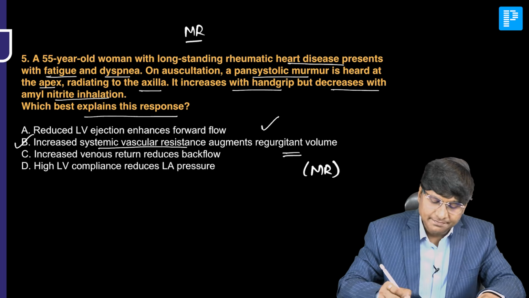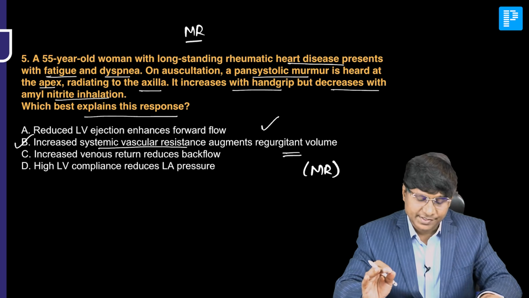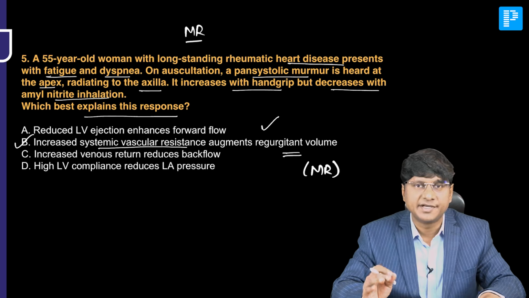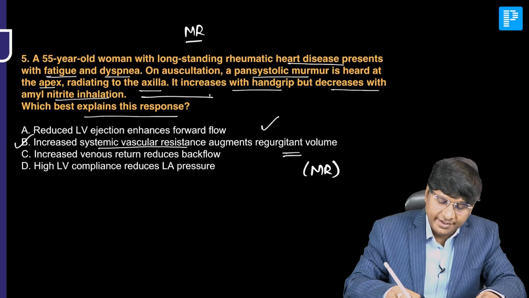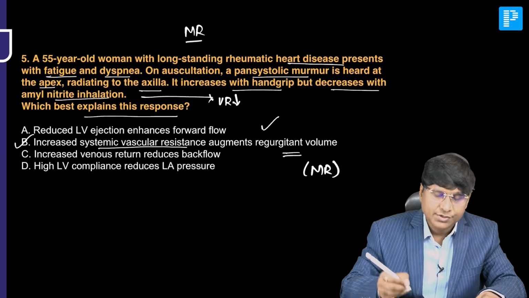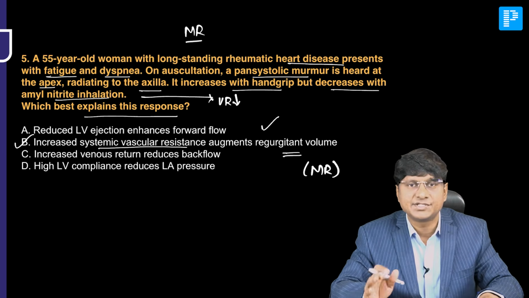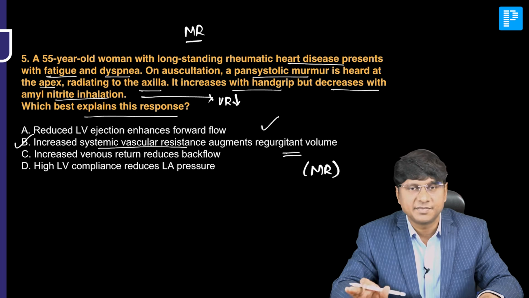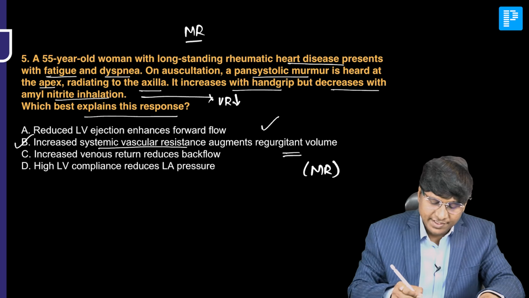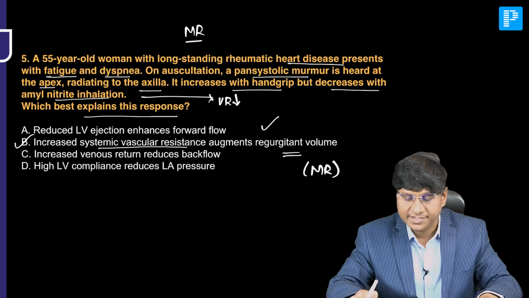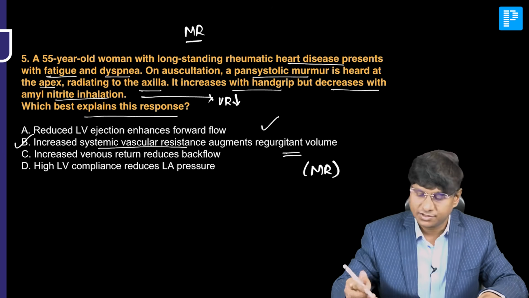So with hand grip, what happens? The murmur increases. But with amyl nitrate, the murmur decreases. Why? Because with amyl nitrate, the venous return reduces. So any maneuver which will reduce the LV volume will decrease the intensity of the murmur. So with amyl nitrate, the murmur decreases. So the answer here is increased systemic vascular resistance augments the regurgitant volume. So this is about the fifth question.